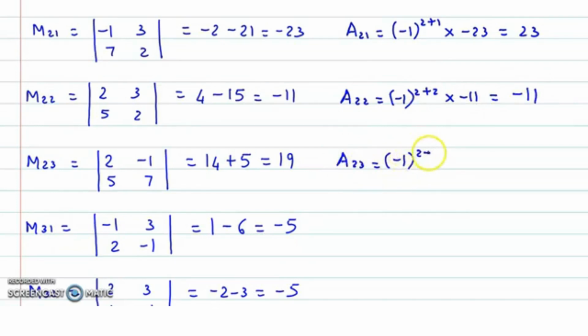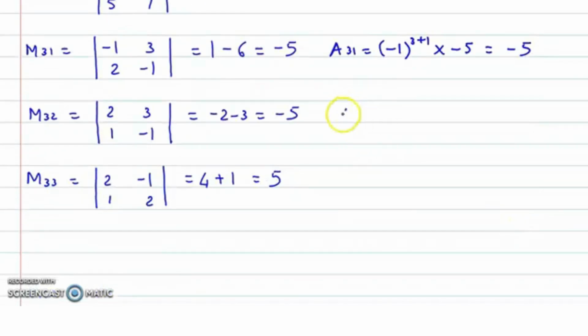-1 raised to 2 plus 3 into 19. This will be -1 into 19 so that's -19. Next आएगा A31 so that's -1 raised to 3 plus 1 into the minor is -5. So -1 raised to 4 that's 1 into -5 ये हो जाएगा -5.